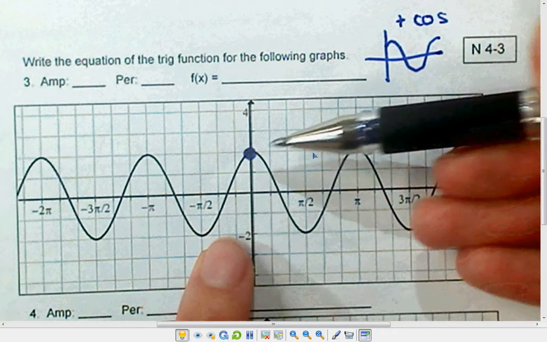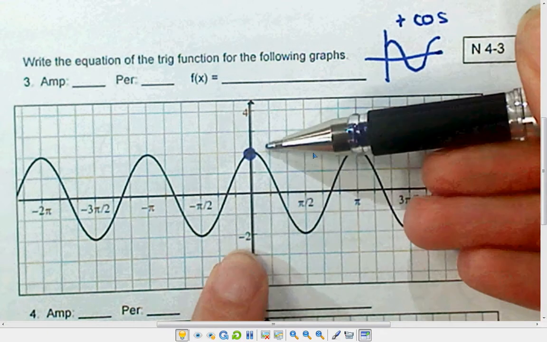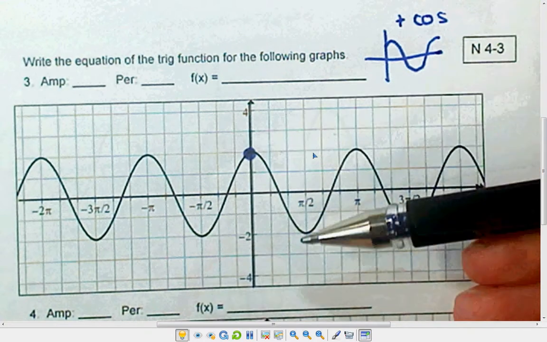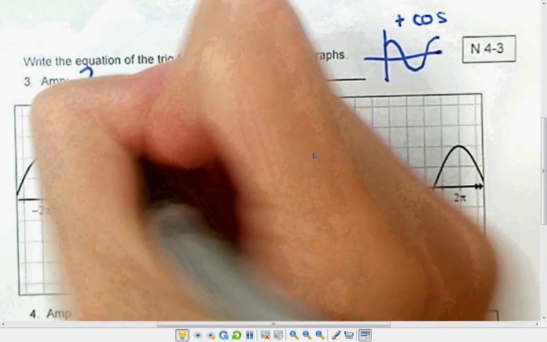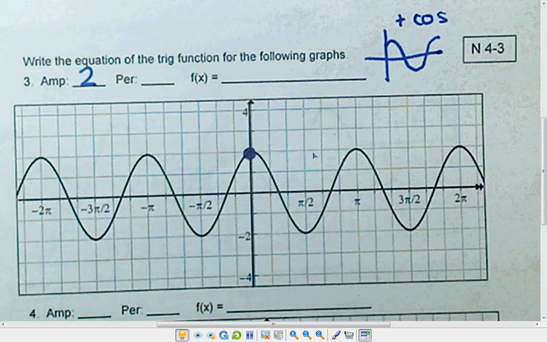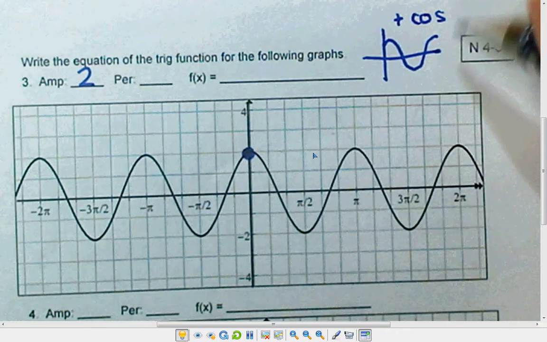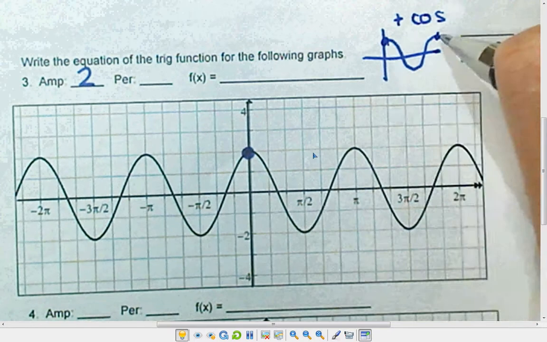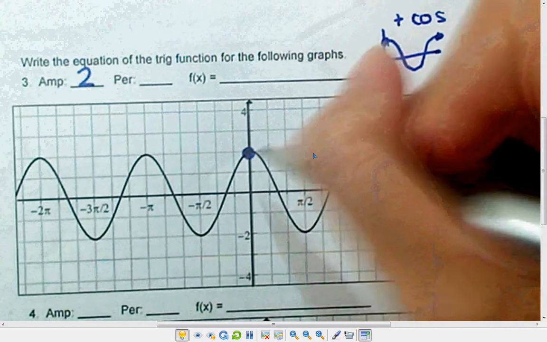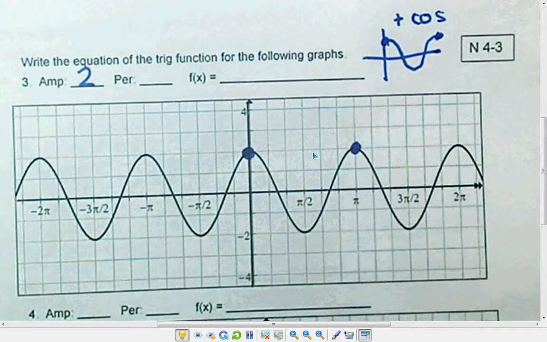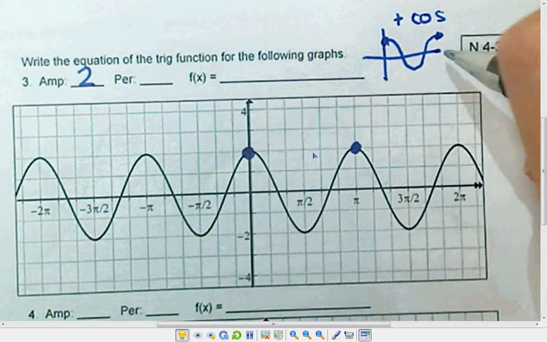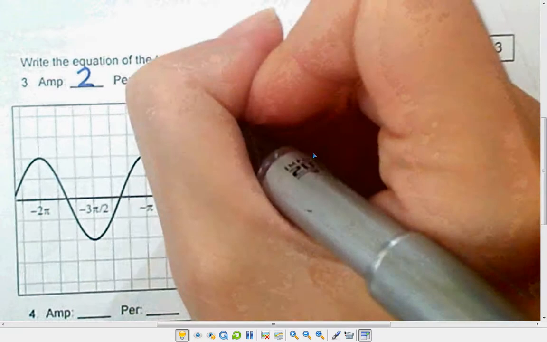If we look at the highest and lowest number, the highest number here is 2, the lowest number here is -2, which tells us that our amplitude is 2. And to find our period, so cosine, if it starts at the top, it ends at the top. So in this case, this is where it ends, and this is ending at pi. So we know our period is pi.